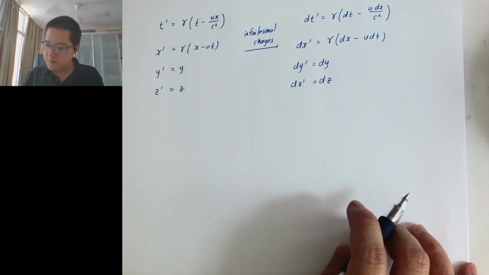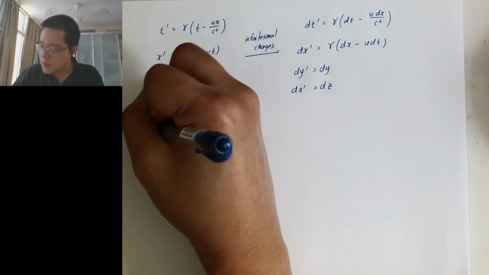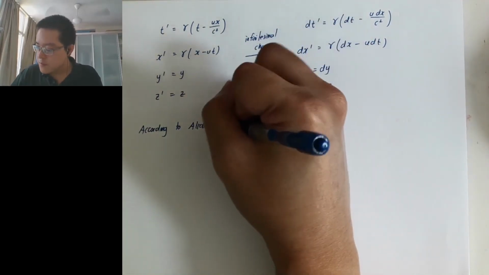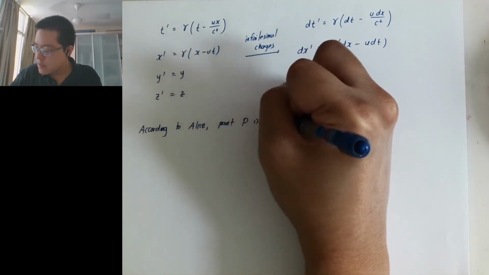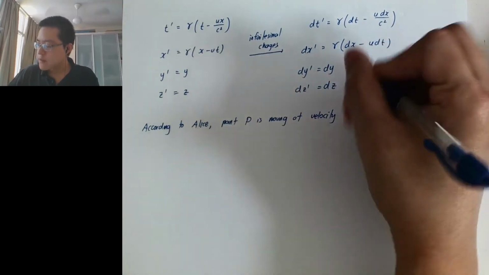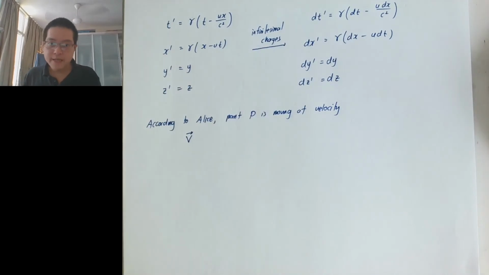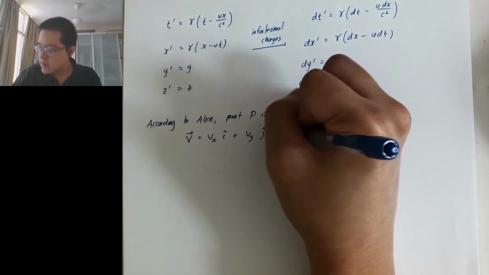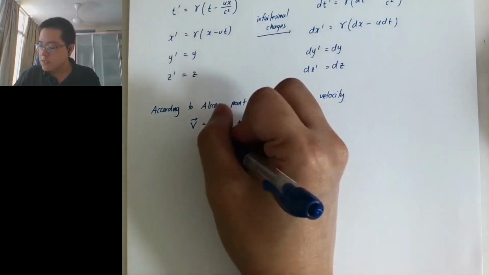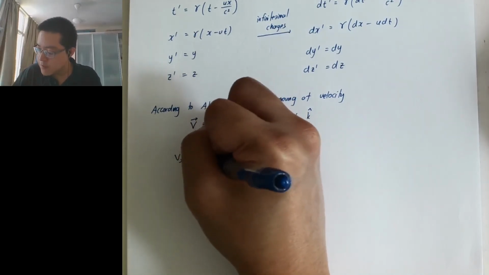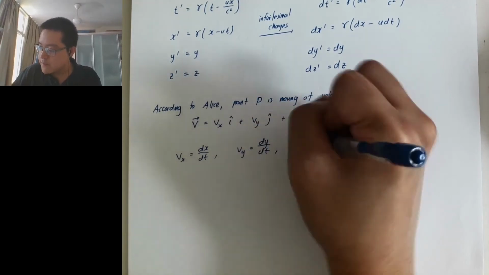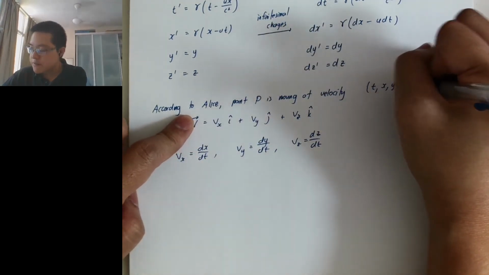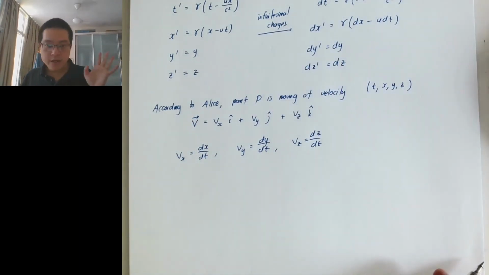Okay, so according to Alice, point P is moving at velocity v measured by Alice. So what I'm talking about is there's an xyz component, so there's a vx and then vy and then vz in the k direction. Okay, so what is vx? Vx is the rate of change of the x coordinate with time. Vy is the rate of change of the y coordinate with time. Vz is the rate of change of the z coordinate with time. And here we are talking about Alice, so we are using all the coordinates in the Alice frame.